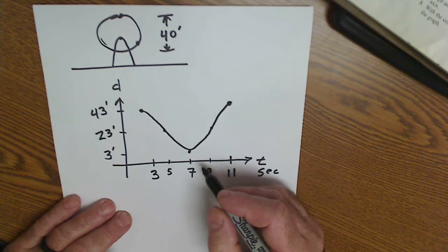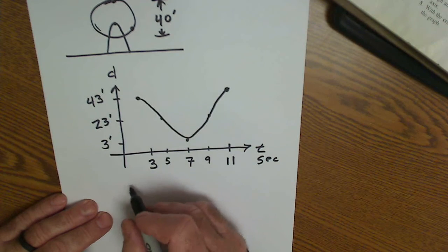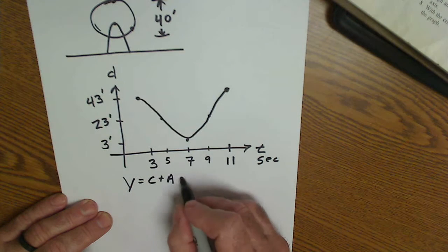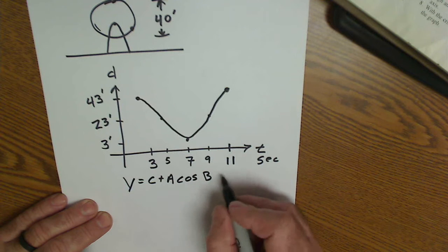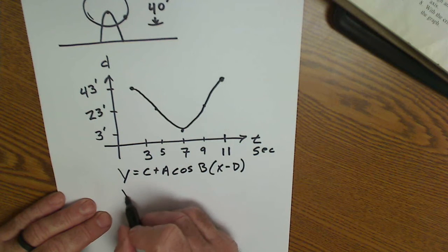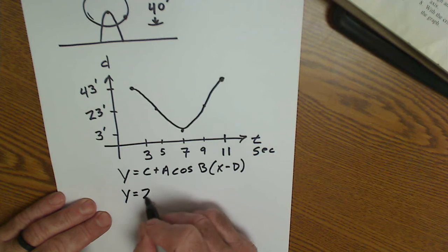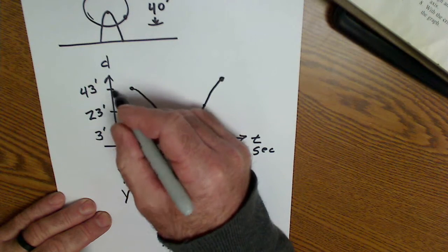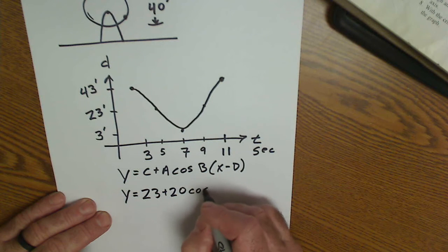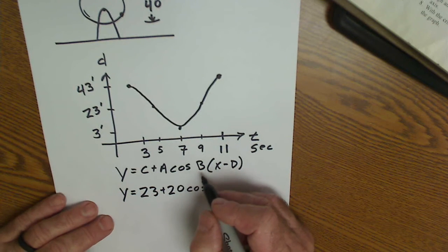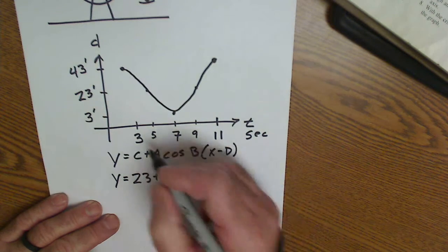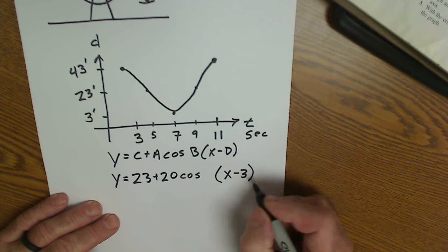And then from this graph, I'm able to create an equation. I need a roadmap, y equals c plus a cosine b x minus d. Now I have to fill in these pieces. Y equals vertical shift, 23, plus 20, how far I go up. It's a cosine graph. I'm going to leave b blank for a second. And then x minus 3, where I start.